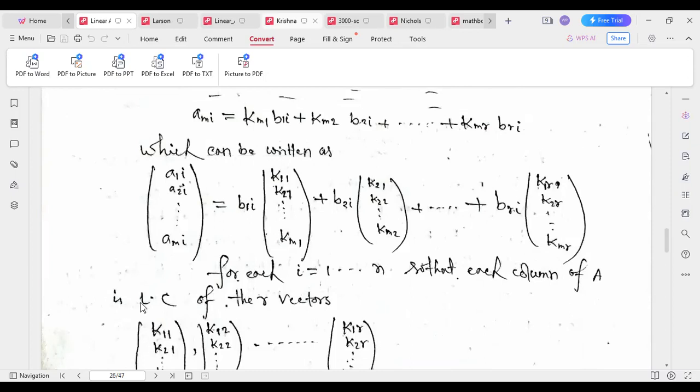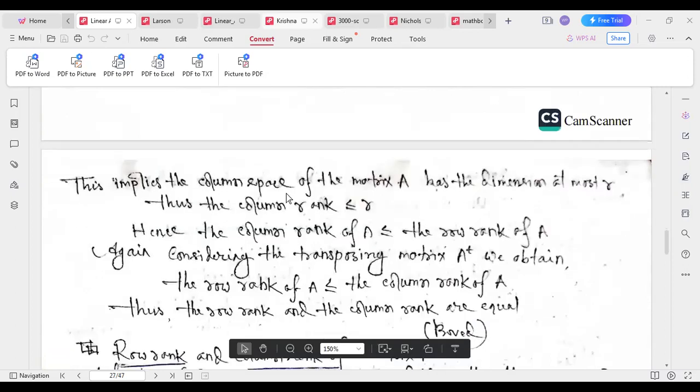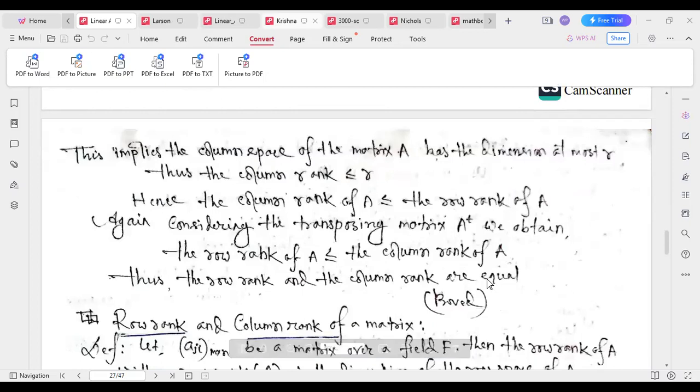So each column of A is a linear combination of the r vectors. Here, how many vectors? r vectors. So these vectors are multiples of r vectors. This implies the column space of matrix A has dimension at most r. Thus, the column rank will be less than or equal to r. Hence, the column rank of A is less than or equal to the row rank of A. Again, considering the transpose matrix A^T, we obtain the row rank of A is less than or equal to the column rank of A. In this way, the row rank and column rank are equal.